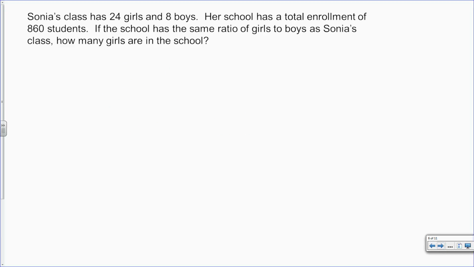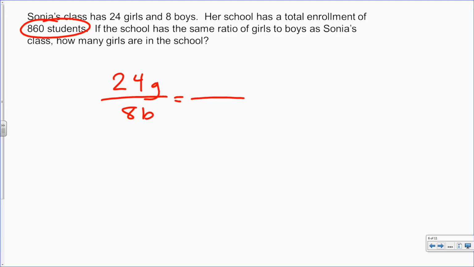Alright, Sonia's class has 24 girls and 8 boys. Her school has a total enrollment of 860 students. If the school has the same ratio of girls to boys as Sonia's class, how many girls are in the school? Okay, we start out with 24 girls to 8 boys. And we need to write a proportion. The only other thing we know is a total of 860 students. Well, we're trying to find how many girls, so I know my girls goes up here.